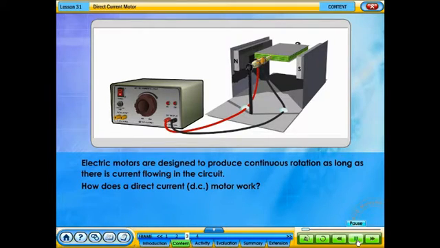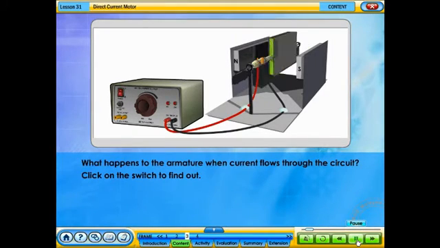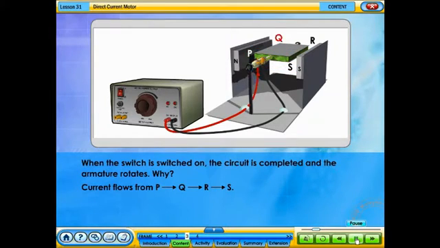How does a direct current DC motor work? What happens to the armature when current flows through the circuit? Click on the switch to find out. When the switch is switched on, the circuit is completed and the armature rotates. Why? Notice that the wire segments PQ and RS of the coil are in the same magnetic field. The current flows from P to Q, then to R, and then to S.